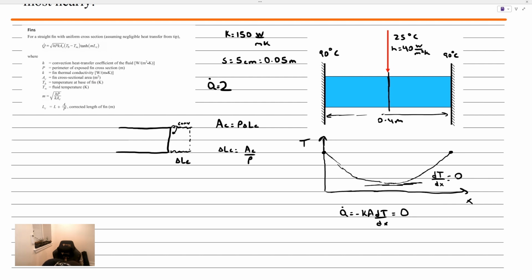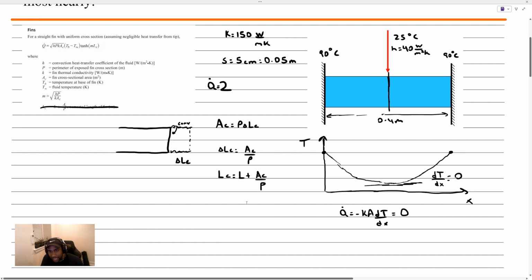We would add that on to the original fin length to get a corrected fin length. L plus the delta L sub C is A sub C over P. So you see that we really only use that if we had convection at the tip. For our case, we have two fins, both with adiabatic tips, so L sub C is not applicable for us. We're going to cross that out, and we're just going to use half of the actual length here, but double our heat transfer rate.